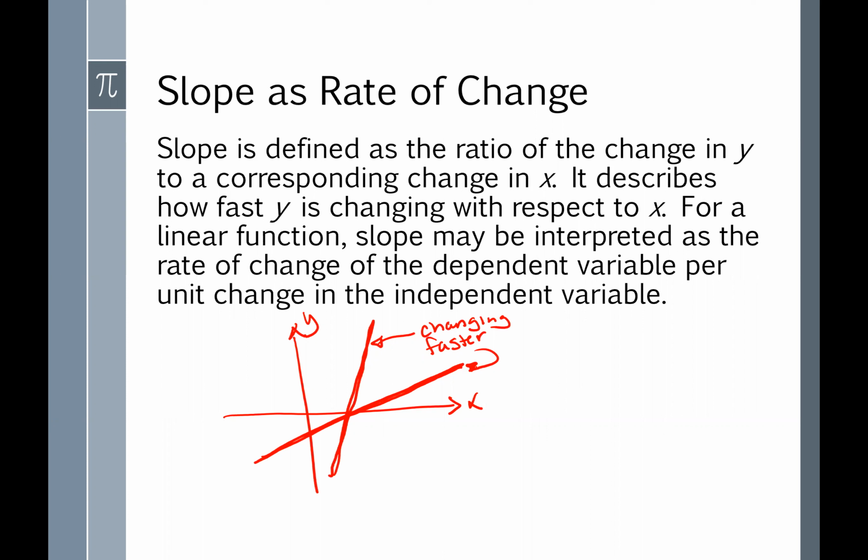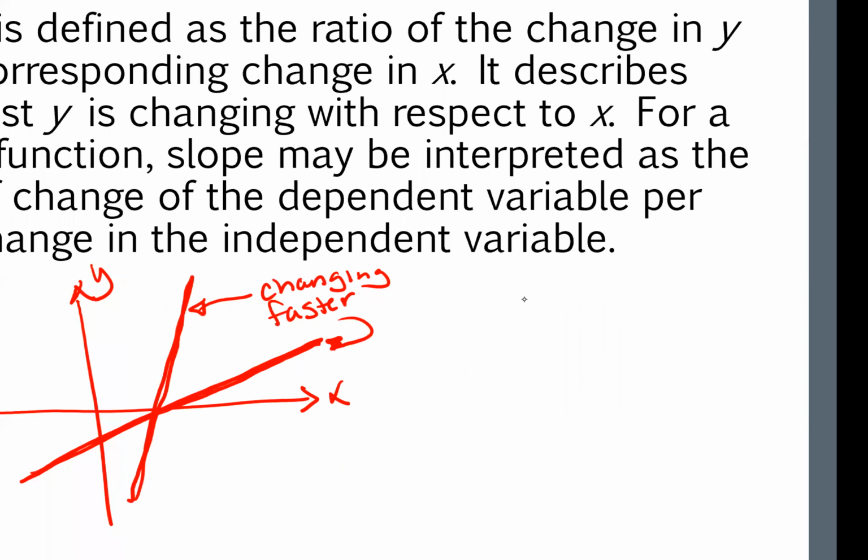For linear functions, slope may be interpreted as the rate of change of the dependent variable, in our case, x, per unit of change in the independent variable, in this case, y. And they don't have to be x and y. They can be any two variables you want to use.